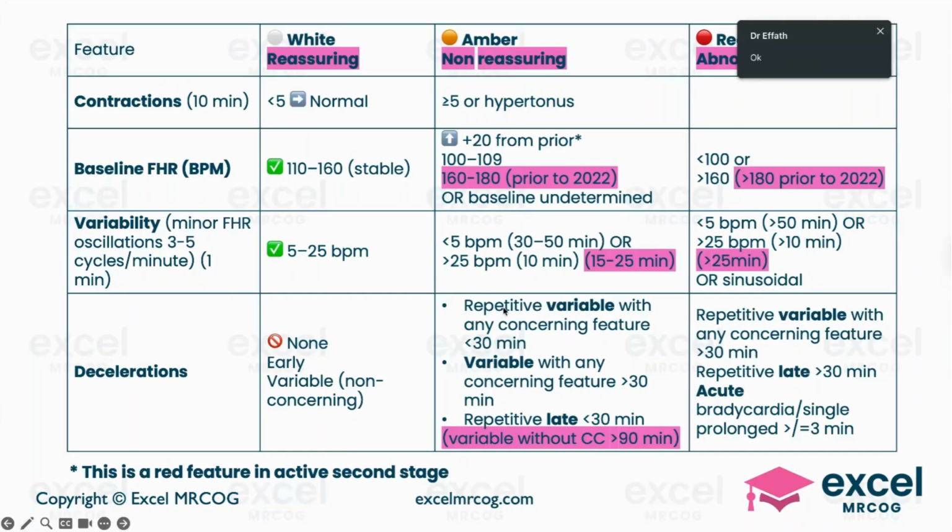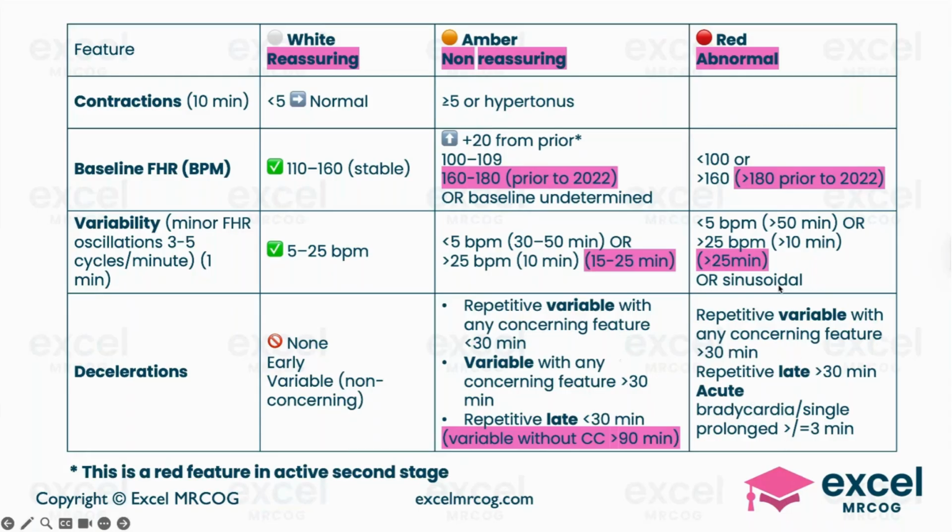Repetitive is a new term used here. Repetitive means it is associated with more than half the contractions, or it is there for more than half an hour. So it is either this or this, because if you have this plus this, meaning more than half the contractions and more than half an hour, then it is becoming red. You can see here, it's becoming red here. Got it?